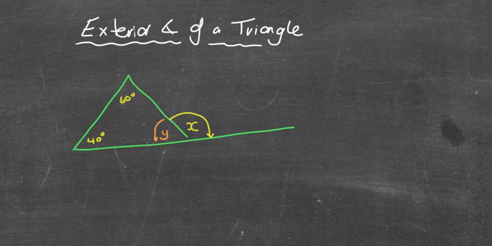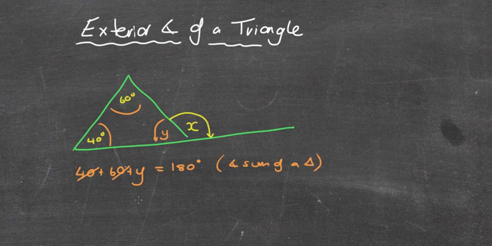Okay, if you remember looking back to our lesson on the angle sum of a triangle, you'll know that if I did 40 plus 60 plus y, okay, that's those three angles there, then the answer will be 180 degrees. Remembering that we must give a reason, and that reason will be the angle sum of a triangle. We could then take the 40 and the 60 away from the 180, which would leave me with y is equal to 80 degrees.